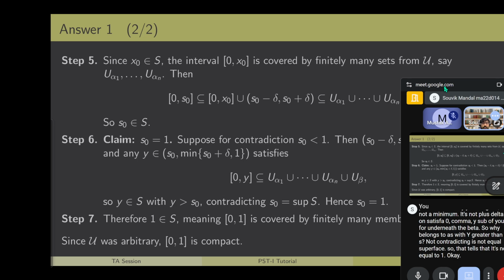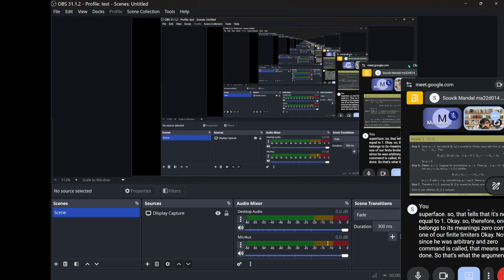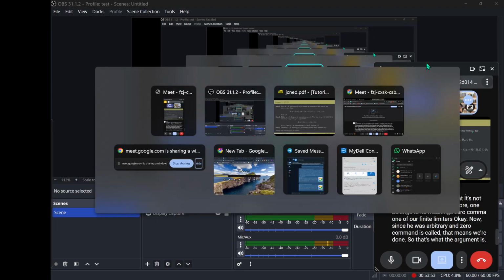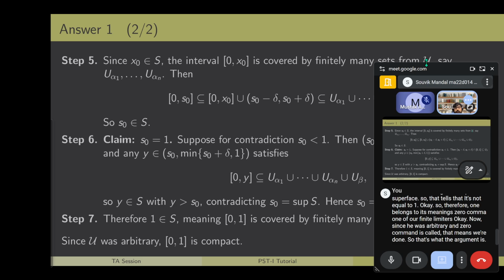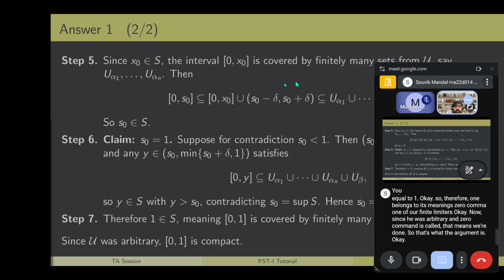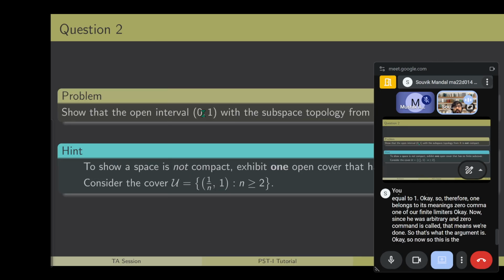So therefore, 1 belongs to X, meaning 0, 1 is covered by finitely many members. Now since u was arbitrary, 0, 1 is compact, hence we are done. So that's what the argument is. This is another way of doing it, instead of directly using the Heine-Borel theorem.